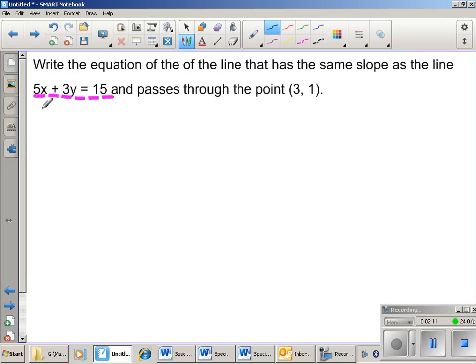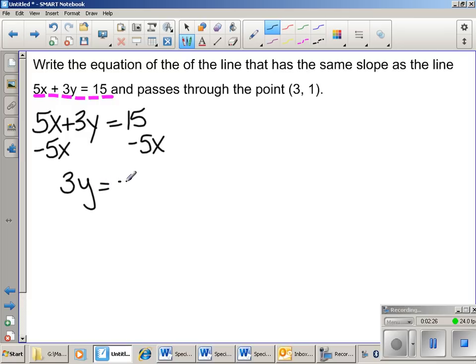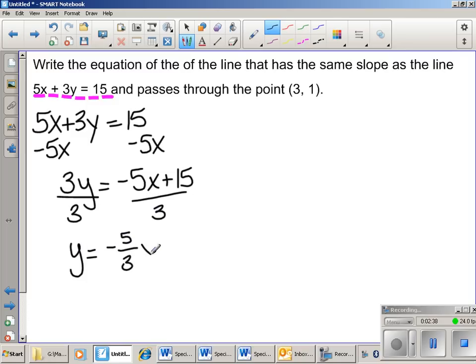So this is kind of a review from our last unit where we have to get y by itself. So we are going to subtract 5x from both sides. So that's going to be 3y is equal to -5x plus 15. And then we're going to divide both sides by 3. So y is equal to -5/3 x plus 5. So now that I have this written in slope-intercept form, I can see that my slope is -5/3. So now I have my slope, and I have a point, and I'm going to do the same thing I've been doing with point slope form.